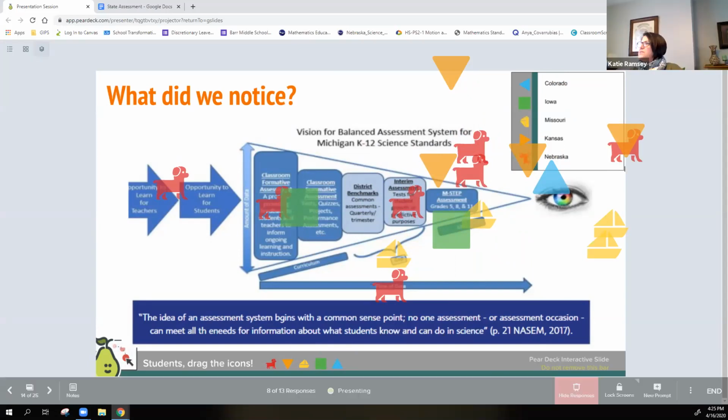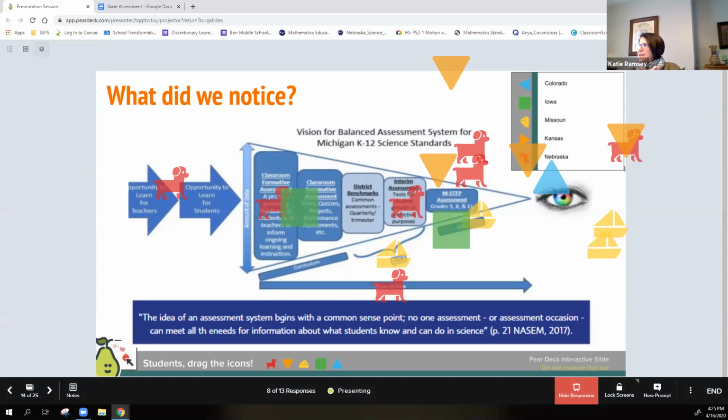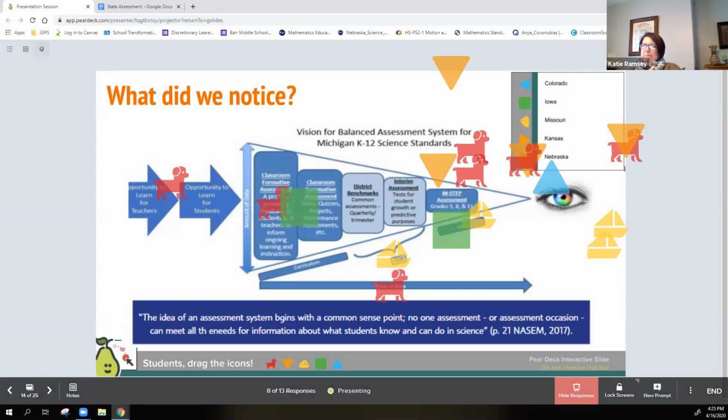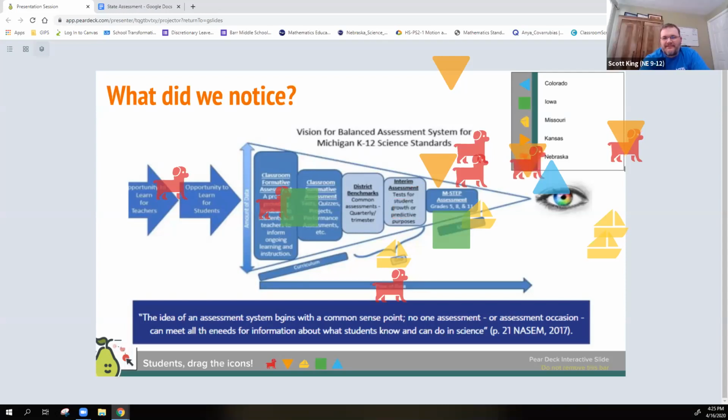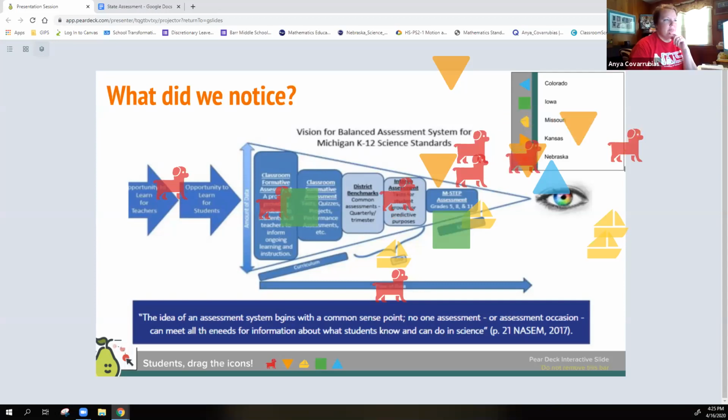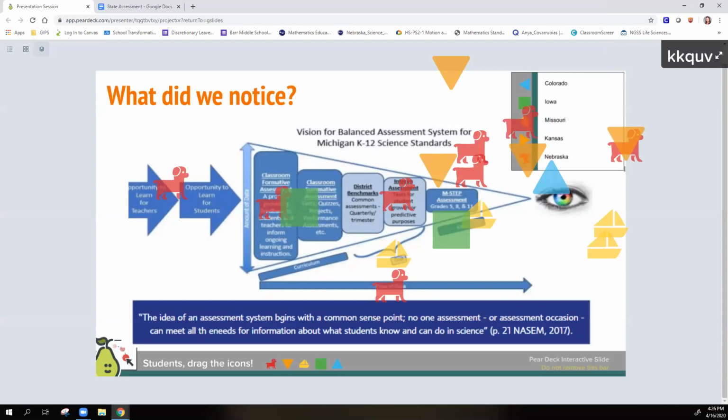Will it only let you drag one time, or is there a way to get the symbol again? No, just once, unfortunately. Yeah, just try to get something that somebody else hasn't already. Good question, Katie.